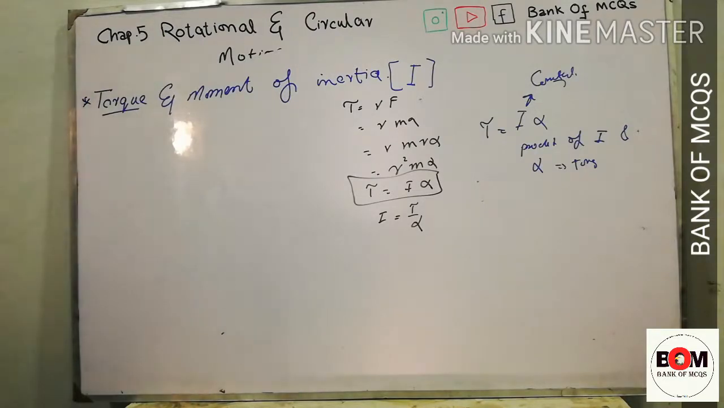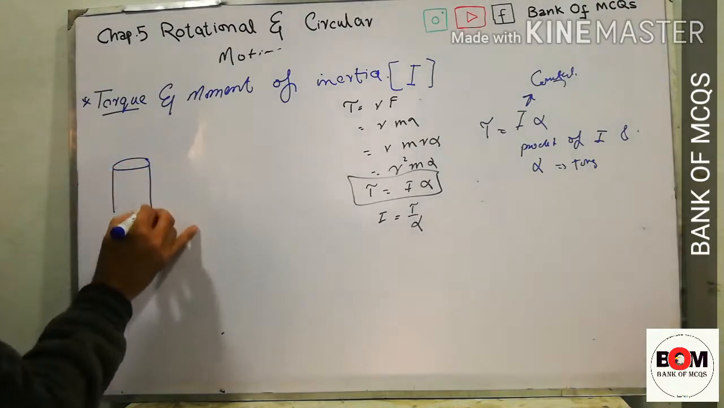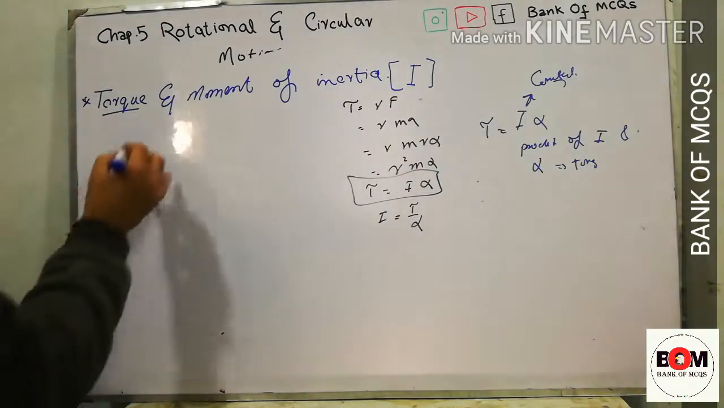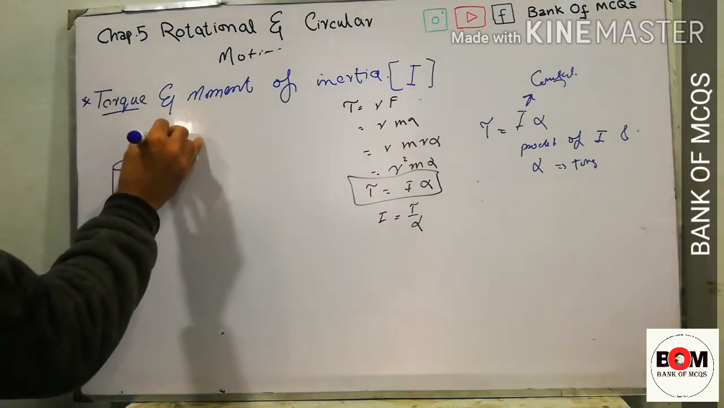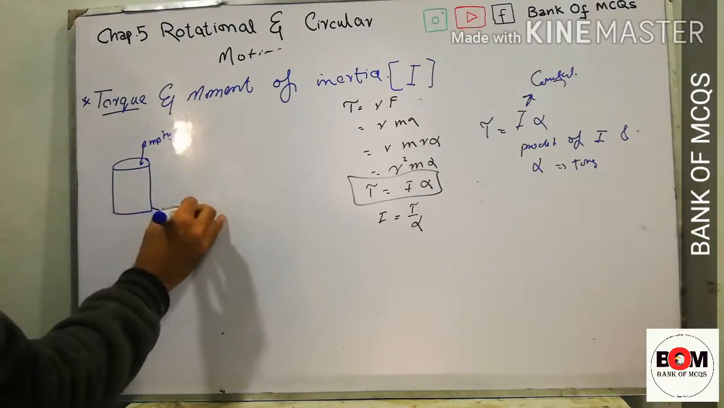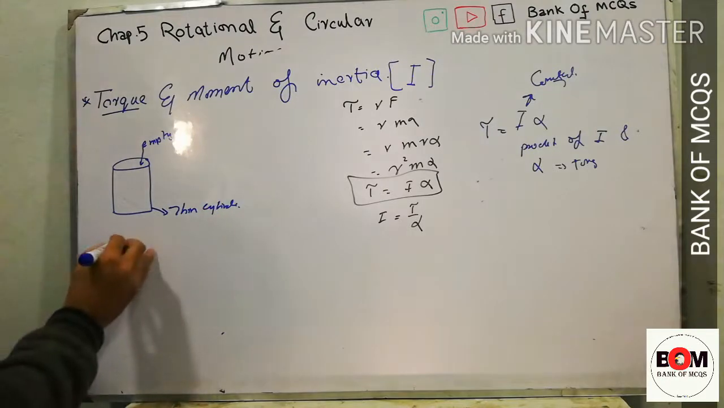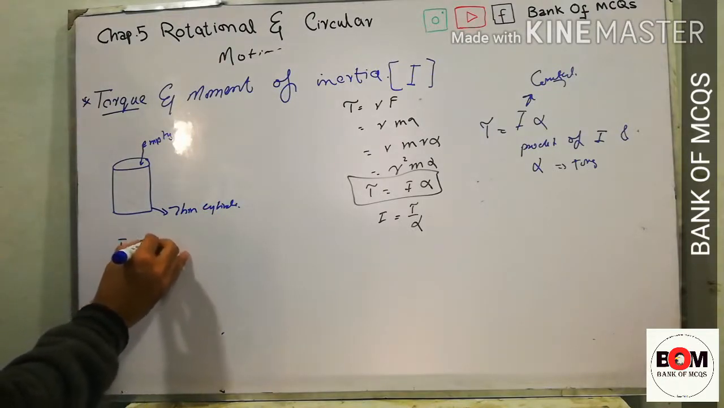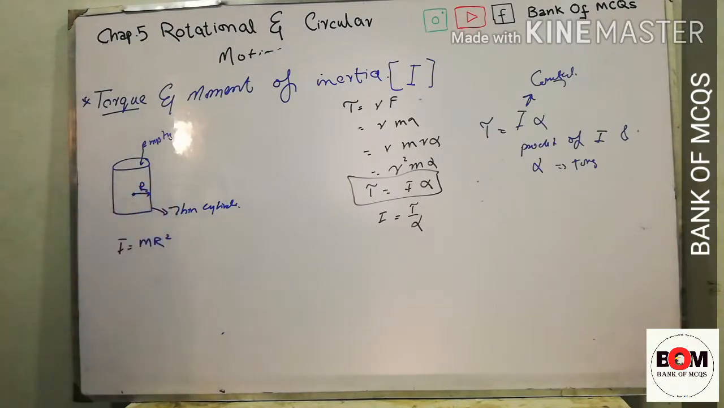Next, if we have a thin cylinder, or a cylinder like a glass, we can pass water through it. It means the inside is empty, so we call it a thin cylinder. Its I value is equal to m r square, where r is its radius. So I is equal to m r square.